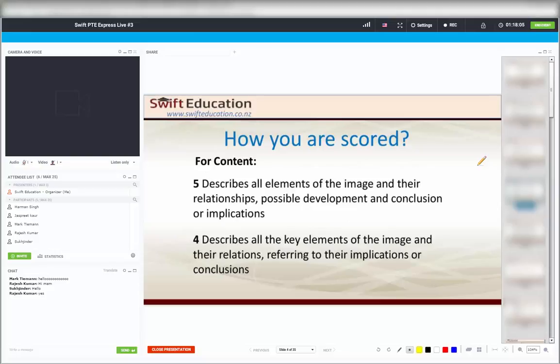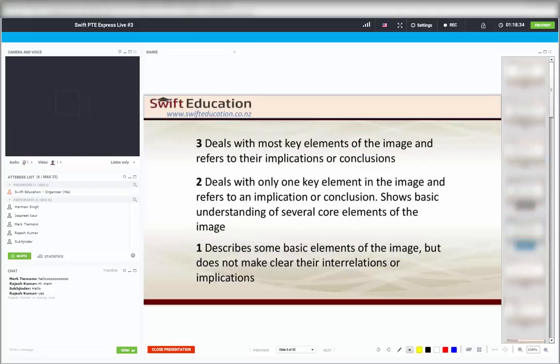So, how are you scored? When you are trying to describe an image, the first and foremost thing you are scored on is the content. Whenever you describe all the elements of the image and the relationships, possible developments and conclusions or implications, you get 5 points for it. You get 4 points when you describe all the key elements of the image and their relation, referring to their implications or conclusions. You will be scored 3 if you deal with most of the key elements of the image and refer to the implication or conclusion. 2 deals with only one key point.